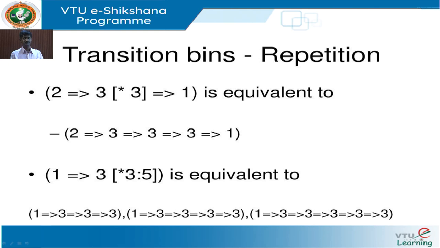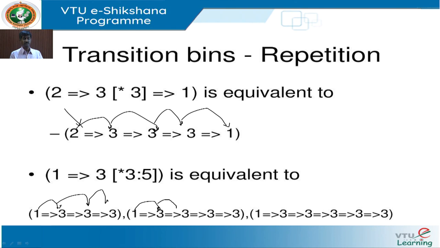So repetitions, which is equivalent, the same thing I have written here. So 2, which implies 3: 2 goes to 3, 3 goes to 3, 3 goes to 3, and 3 goes to 1. So 1 2 3 star 3 into 5 is equivalent to 1 2 3, 3 2 3, 3 to 3, the next sample values.